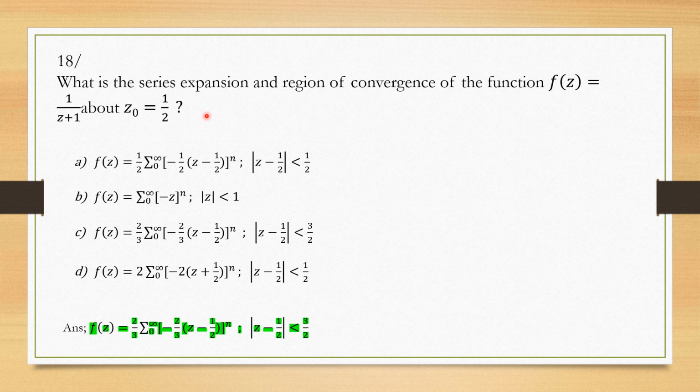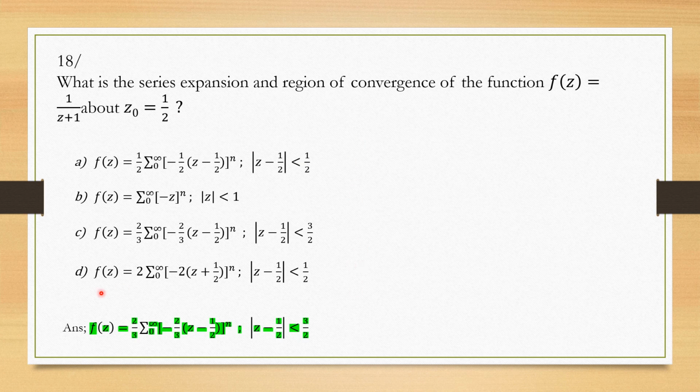Then here is the next question. What is the series expansion and region of convergence of the function f(z) = 1/(z+1) about z0 = 1/2? And here are the options you can see.